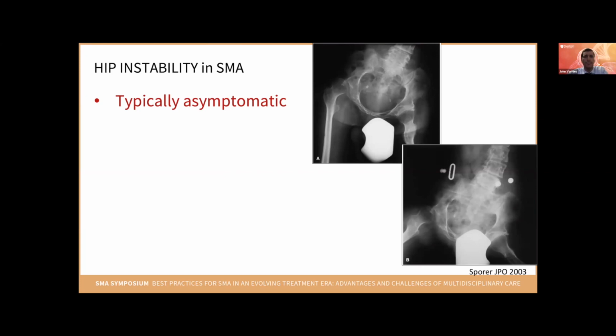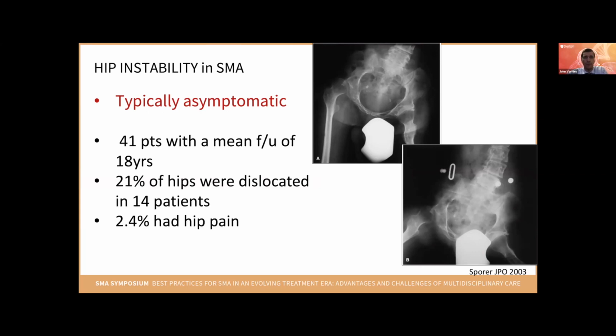This is a figure from a paper published in the Journal of Pediatric Orthopedics in 2003 that had a long-term follow-up of 41 patients. This is an adult with an asymptomatic subluxed hip. They followed 41 patients for a mean of 18 years. They found that 21% of patients did have hip dislocations, but only 2.4% of patients had pain. And even in those patients, it was hard to pin down if they were really having pain directly because of the hip or perhaps because of other positioning issues like scoliosis.